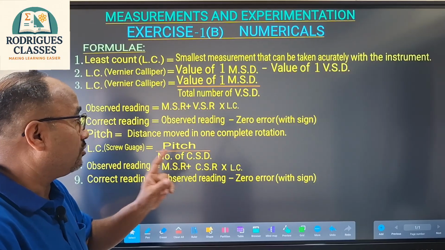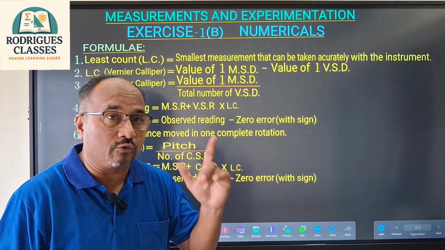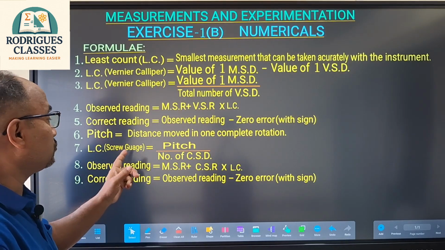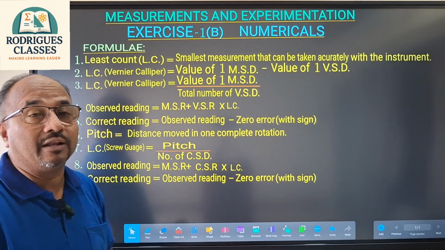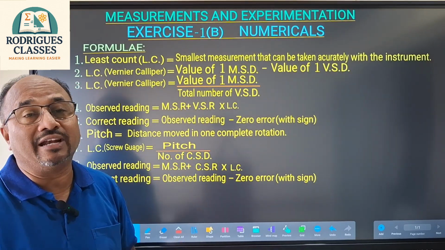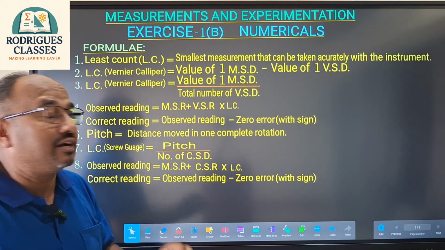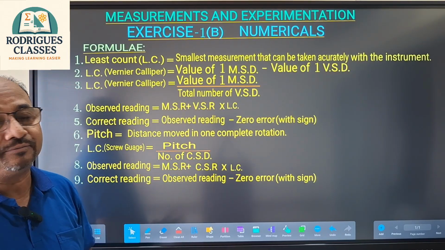So remember, the pitch will always be the distance for one complete rotation. Once you know the pitch, the least count of a screw gauge is calculated as pitch divided by the number of circular scale divisions. It has a circular scale, so whatever the number of circular scale divisions, the pitch has to be divided by that.